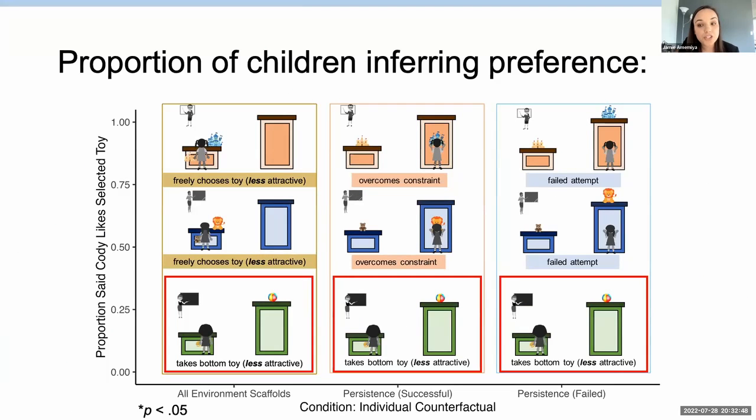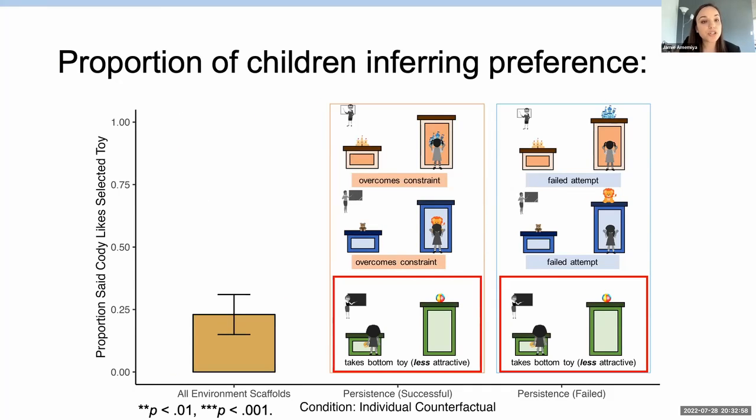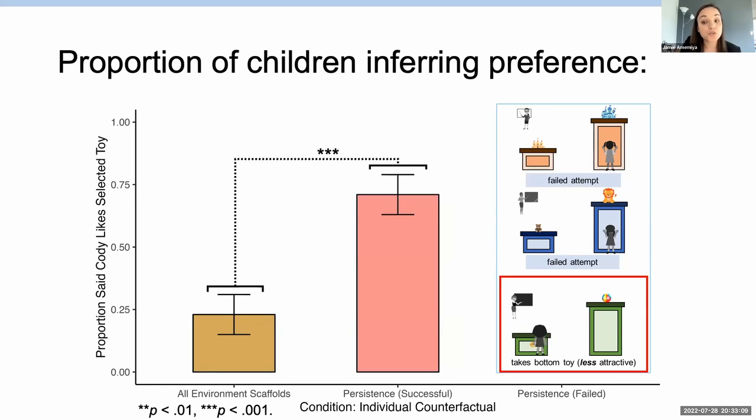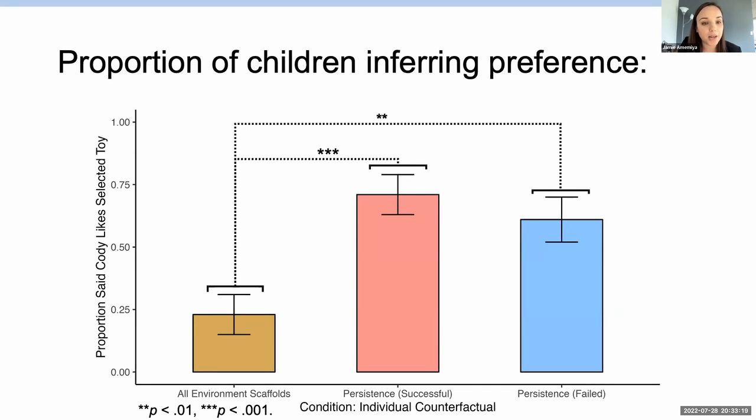So here again are the 3 conditions, overlaying the same kind of graph I showed before. And I've outlined in red the test stories. So when all environment scaffolds were provided, few children said Cody likes what she took. However, in the persistence successful condition, which showed the 2 previous actors successfully overcoming constraints through their efforts, children now inferred, the majority of them inferred that Cody likes what she took. But we wanted to make sure that this is something about persistence, not just about the outcome. And we've seen the same pattern in the persistence failed condition. The majority of kids are now saying that Cody likes what she took.